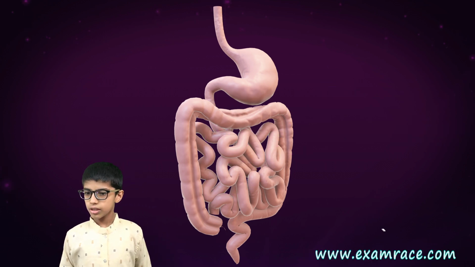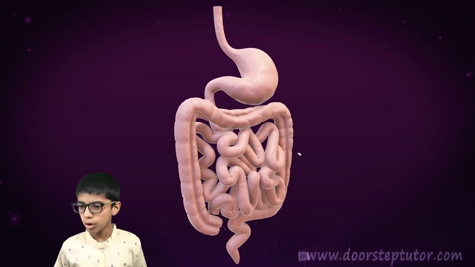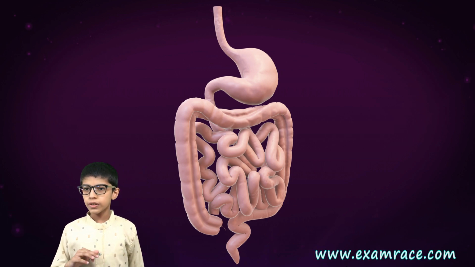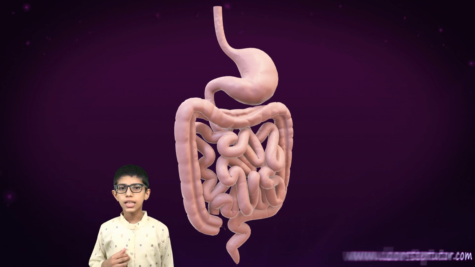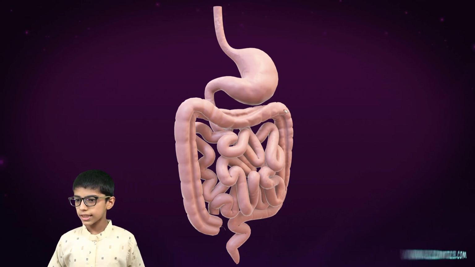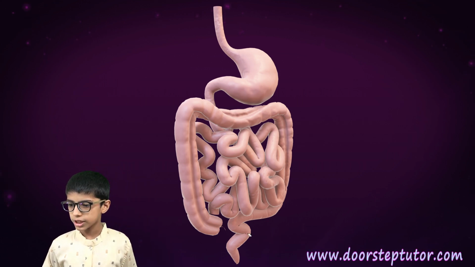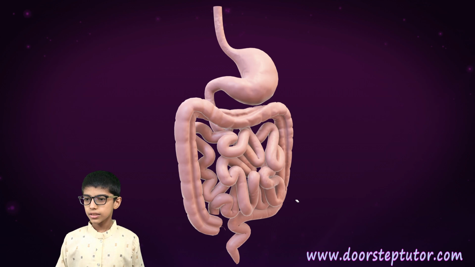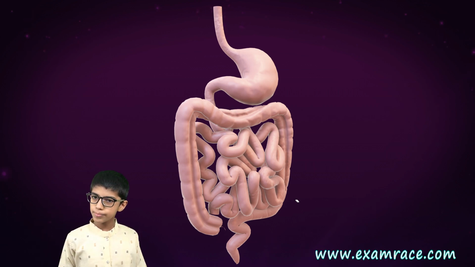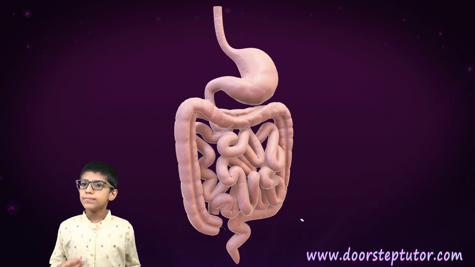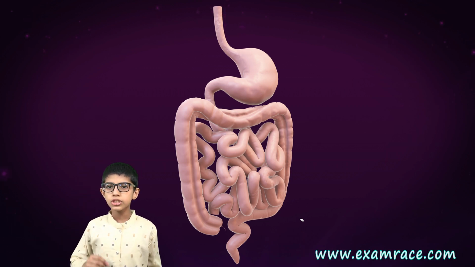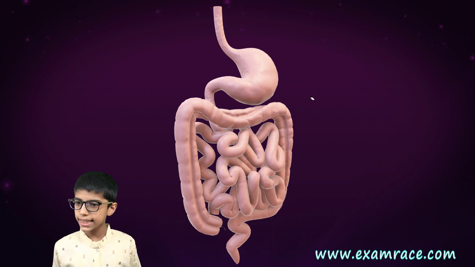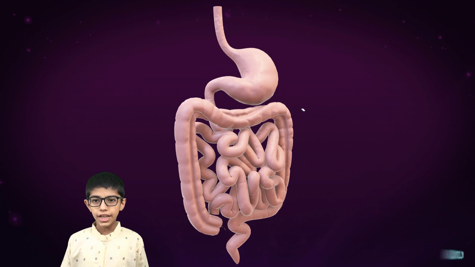Now, after the food goes to the bloodstream, the leftover goes to the large intestine. You can see it right here, this part. In the large intestine, water absorption takes place. After the water is absorbed, the waste material is passed out through the anus. This was the digestive system. We will be taking the digestive system in detail afterwards.